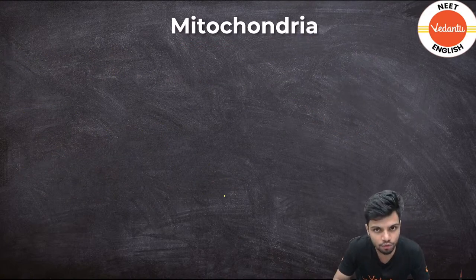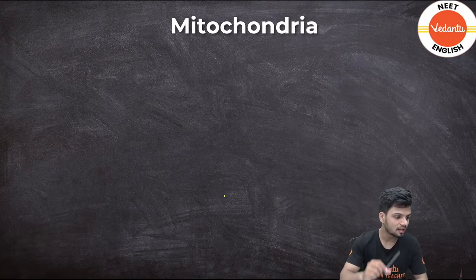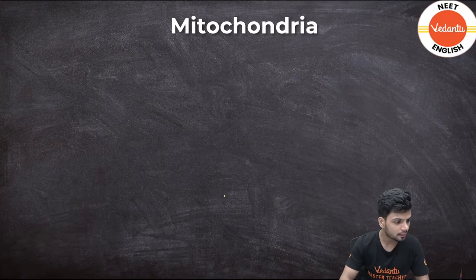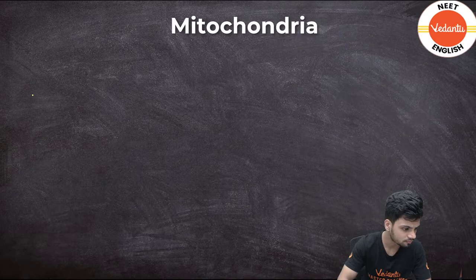Now, all of you take a pencil. Keep the pen down. Take a pencil and draw the basic diagram of mitochondria. Write it down.